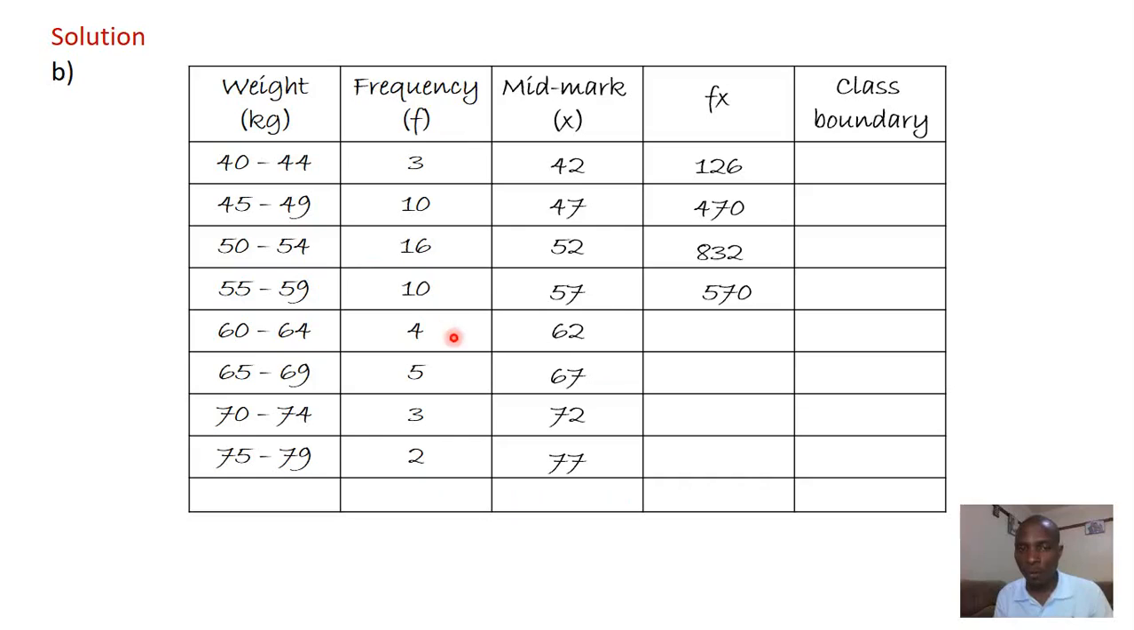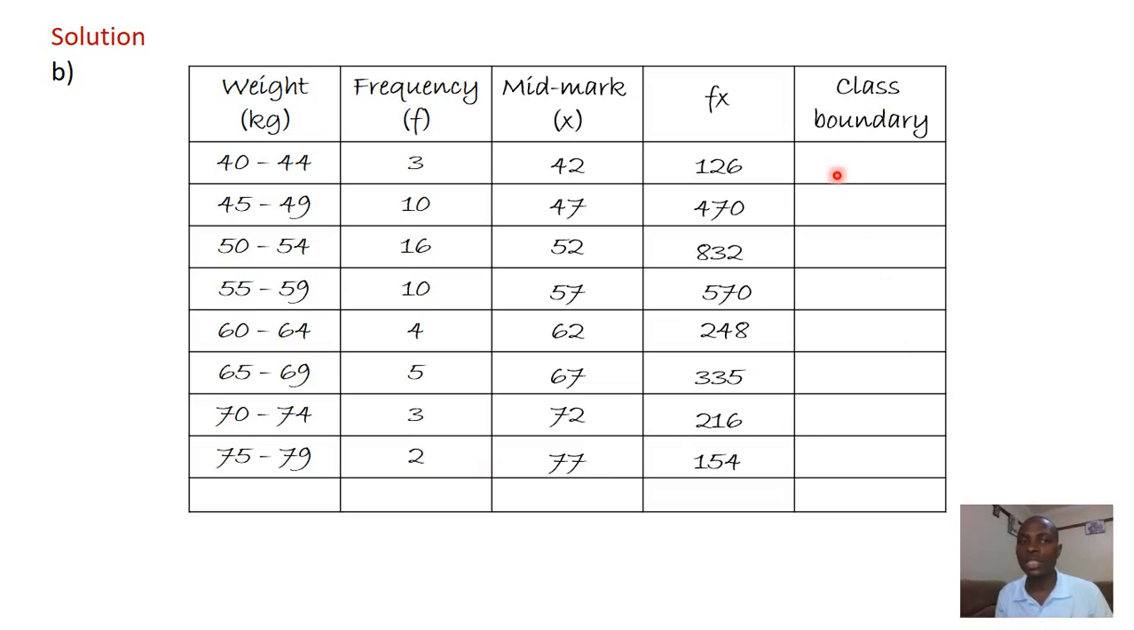570. 4 times 62, that is 248. 5 times 67, that is 335. Then we have 3 times 72, that is 216. Then 2 times 77, that is 154. Let us also get the class boundary.